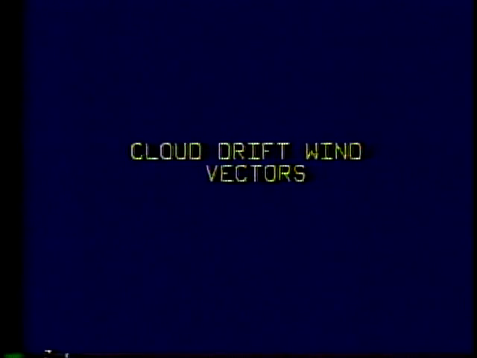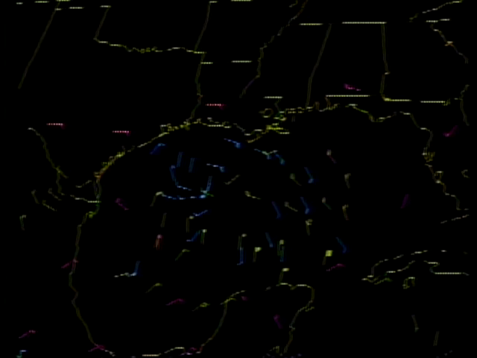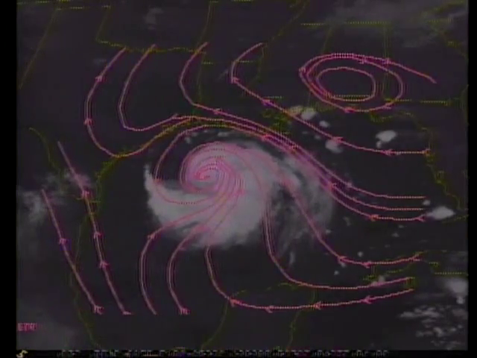Wind information in these areas can be supplemented by using satellite cloud motion measurements. Here, the blue vectors indicate cumulus and stratocumulus cloud motions and represent the lower tropospheric wind flow. The yellow vectors refer to measured cirrus cloud motions, which depict the upper tropospheric wind flow. An improved representation of the overall wind field can then be obtained by compositing information from all data sources.